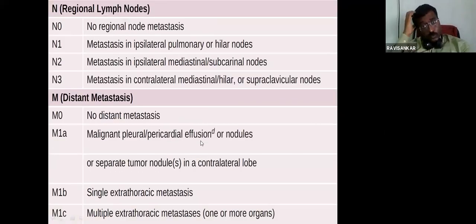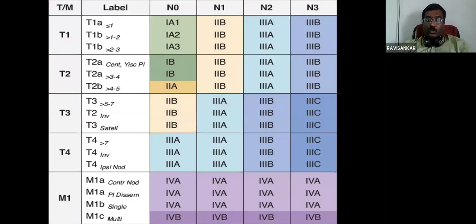So, involvement of subcarinal node, it is N2. Okay. N2 lymph nodes. So mediastinal lymph nodes is N2. This is all there in the data. Don't need to know all that.